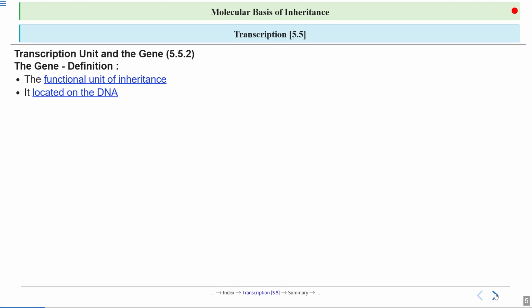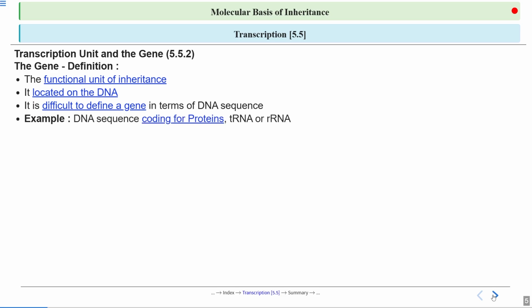Where is it located? It is located on DNA. And if we talk about a gene in terms of DNA sequence, then it becomes very difficult to define what a gene is. So here what we got to know about a gene is that this is the functional unit of inheritance, something that takes part in inheritance, and it is located on DNA. Example, a DNA sequence coding for proteins, tRNA or rRNA. So the DNA sequence that is going to code for protein is a gene. The DNA sequence that is going to make tRNA is a gene. The DNA sequence that is going to make rRNA is a gene. So what is a gene? A functional unit of inheritance which is located on DNA.